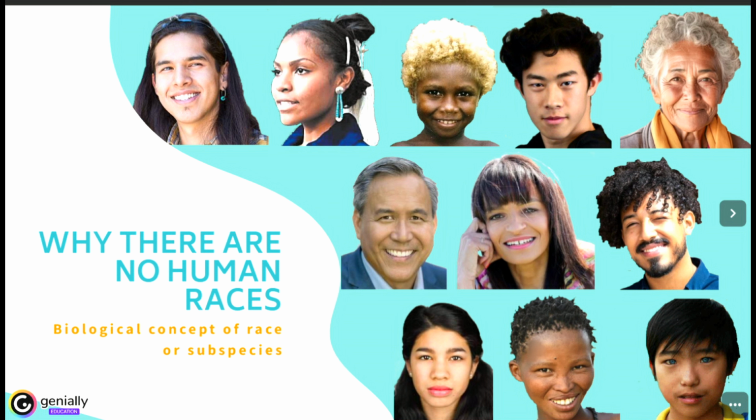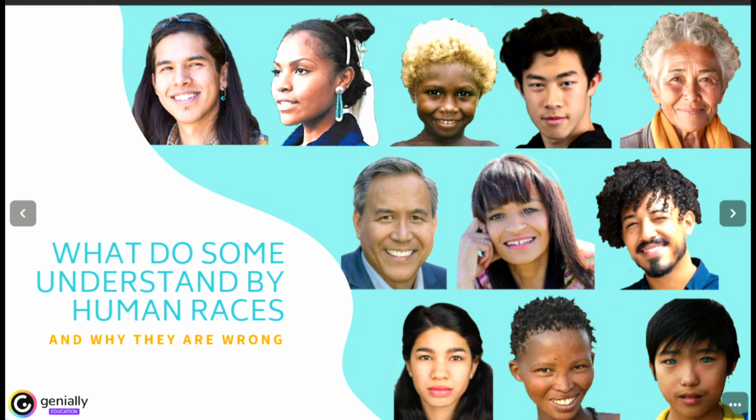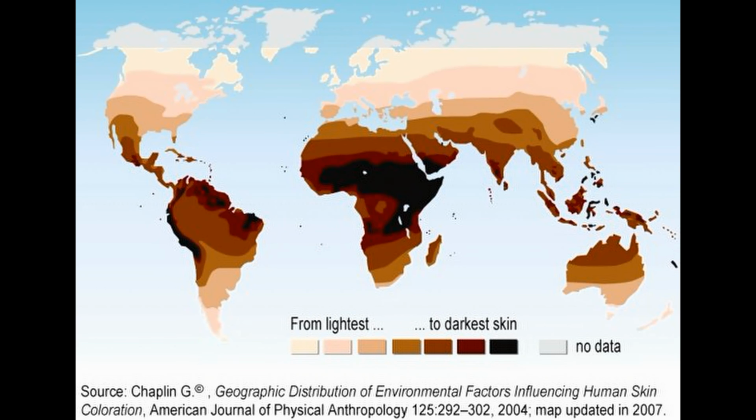This is about biology, about whether we can talk scientifically of human races. And I'll give you the answer now. No. Skin color is used to characterize what is believed to be different human races. In fact, terms like white, black, or yellow are used to designate them.